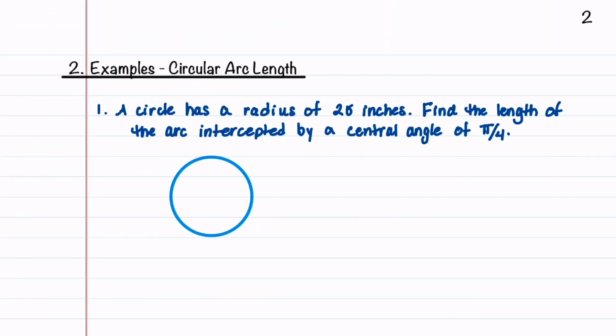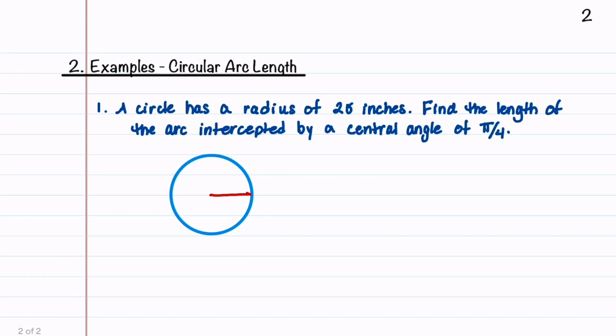Let's now complete some example problems. In our first problem, we have a circle with a radius of 25 inches, and we're asked to find the length of the arc intercepted by a central angle of pi over 4. We'll begin by drawing our radius and our angle theta. Our radius we'll label as r, and theta is pi over 4. So we'll draw that like this, and we'll label that angle as theta.